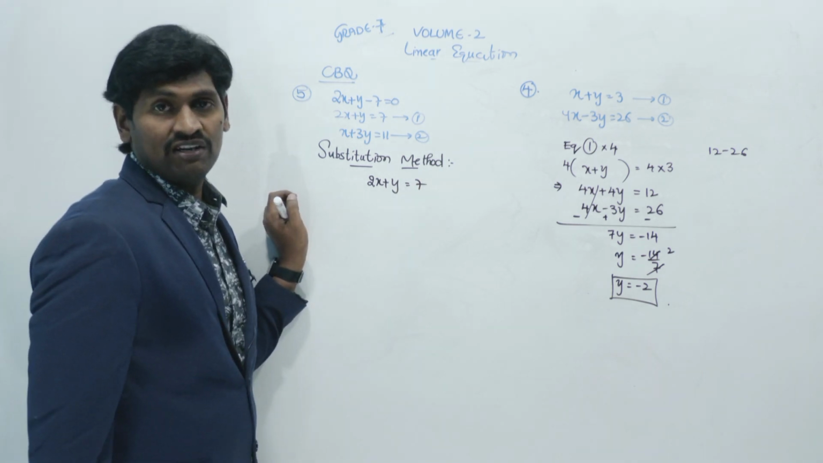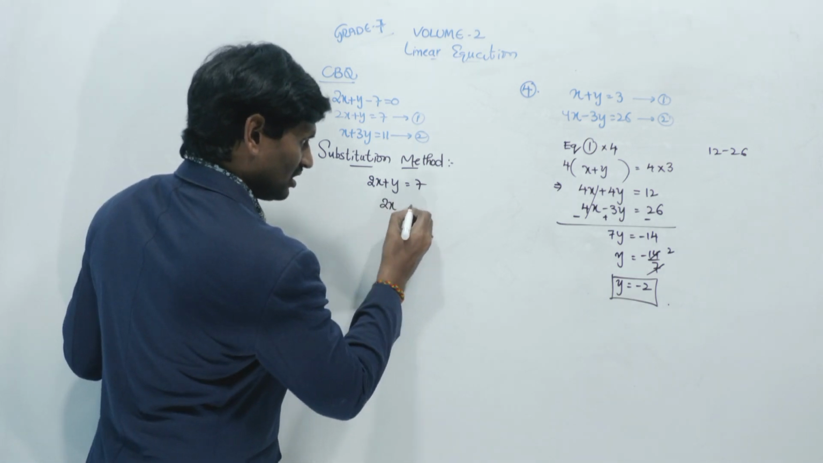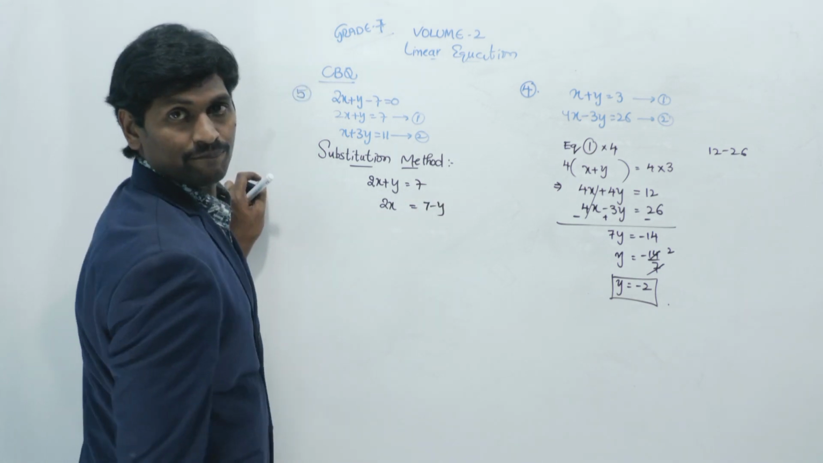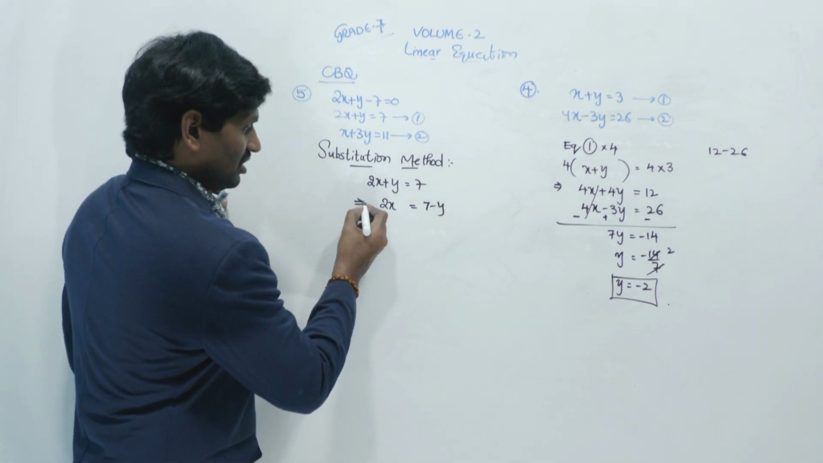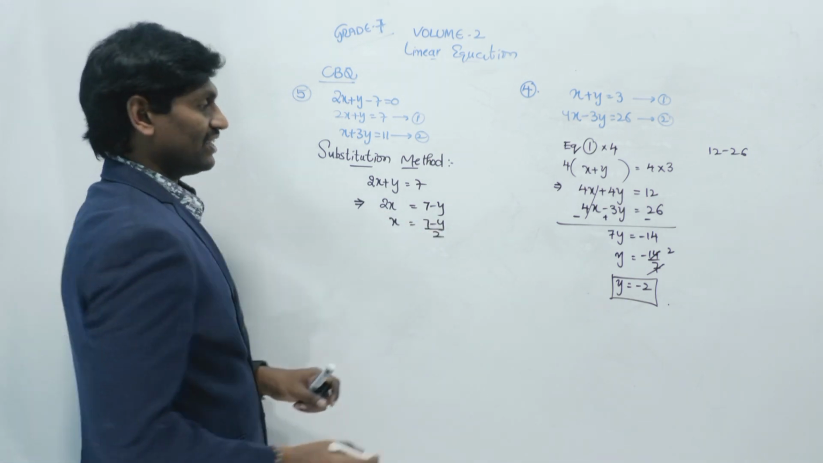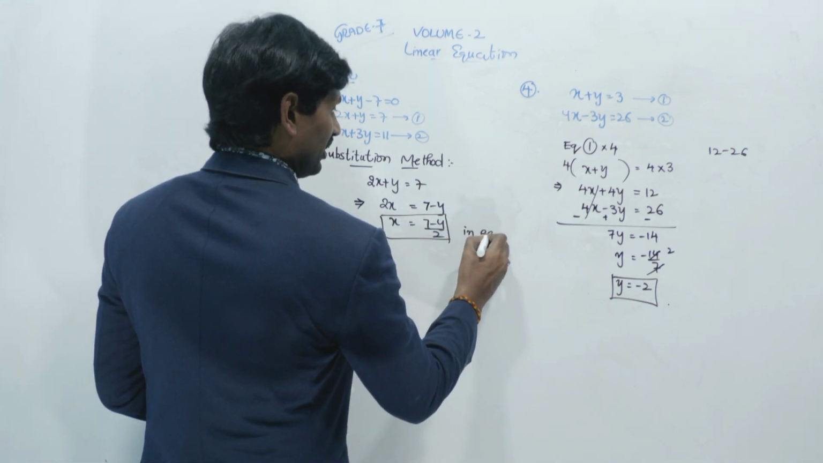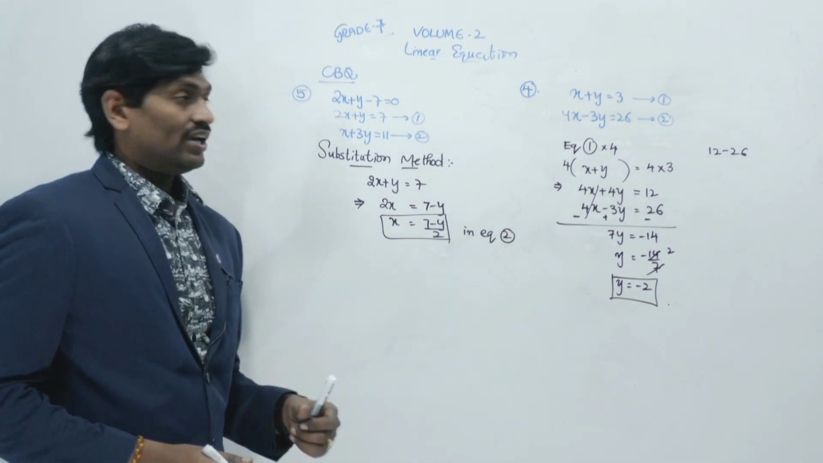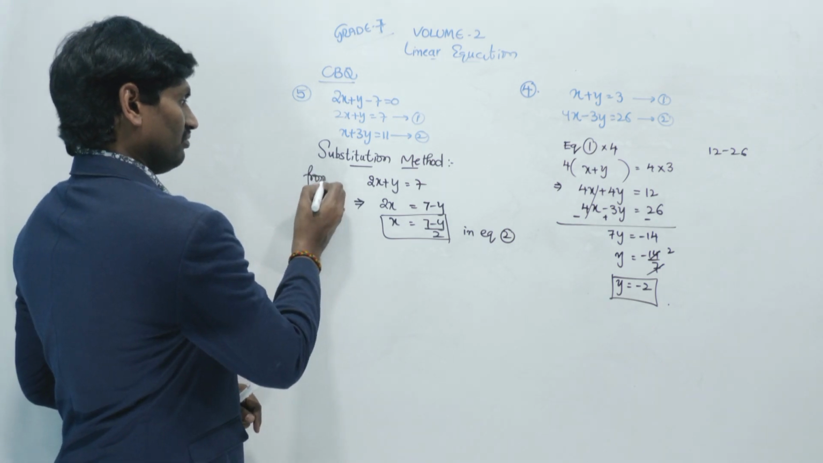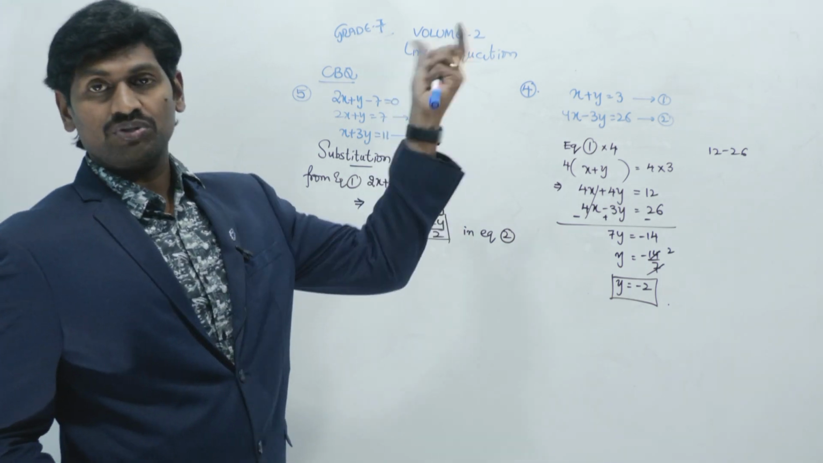Which value should we find? The y value. So try to transpose y to that side. That means plus y transposed to that side becomes minus y. Here 7 minus y. Okay, now from this equation only, x equals 7 minus y by 2. This x value we substitute in equation 2, because we have taken the x value from equation 1.